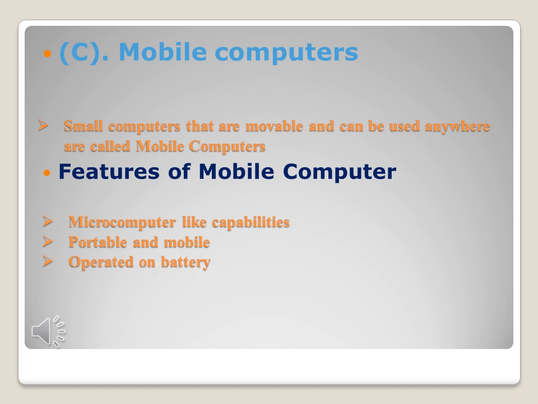The third one are the mobile computers. Small computers, they are movable and can be used anywhere, are called the mobile computers. The main features of the mobile computers are they are just like microcomputers. They are portable and mobile so that we can work on the mobile computers anywhere. They are operated on batteries so that once the batteries will be charged as per the capacity of the battery, we can work on the mobile computers.